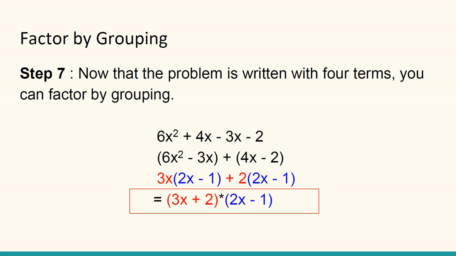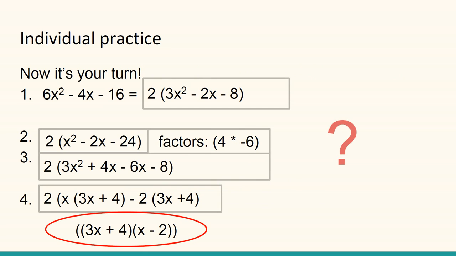After we rewrite the expression, we then look for a GCF to help us simplify the problem. We can see that if we factor out 3x from the first parentheses and 2 from the second, we can group these expressions together and arrive at our final answer, which is 3x plus 2 times 2x minus 1. So now that you learned the steps, let's try one on your own. This has been one way to factor. Hope this lesson helps you out.